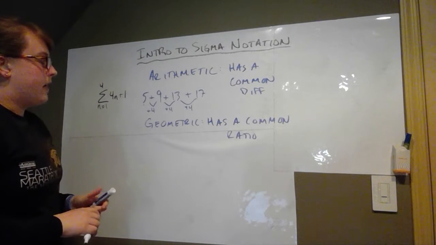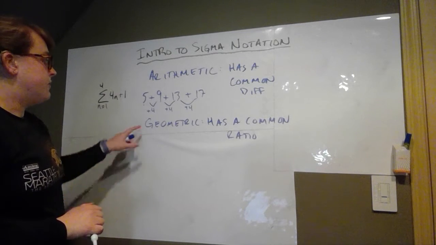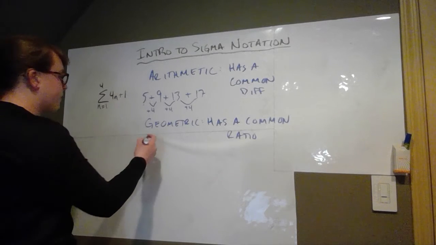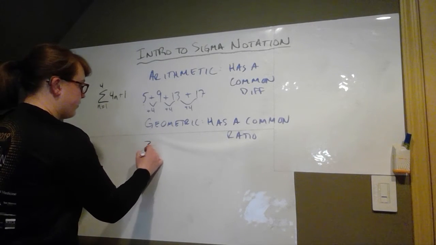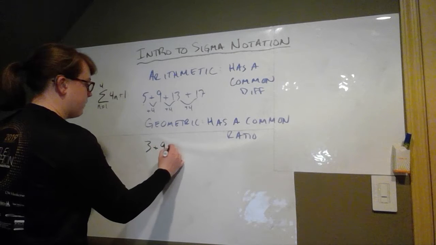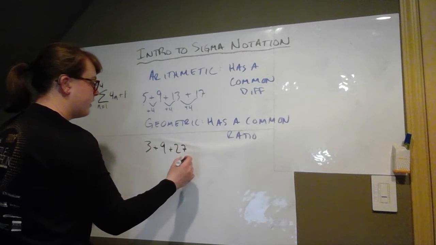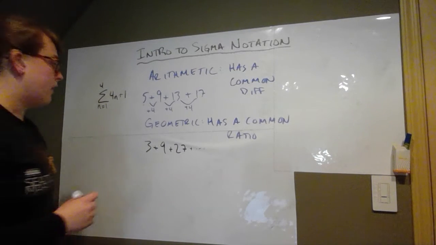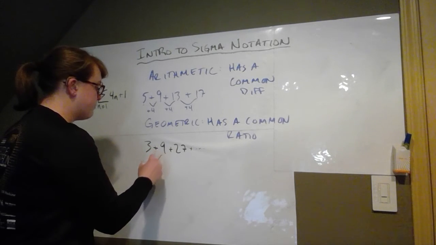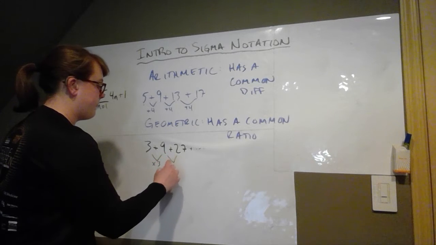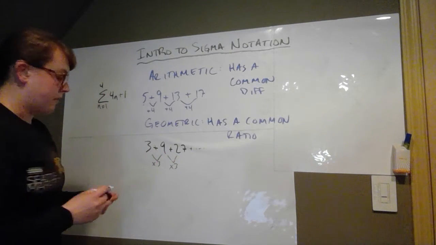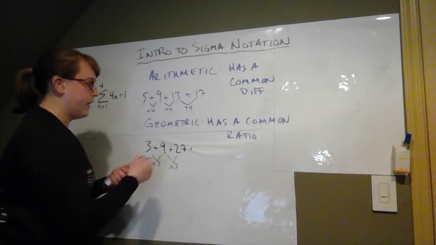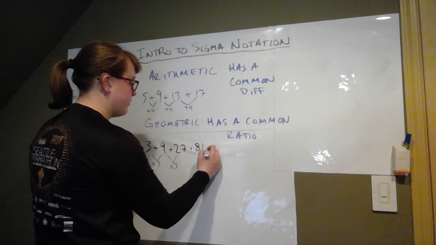Okay, the other common type of series is geometric. And geometric series have a common ratio. So for example, if we were doing 3 plus 9 plus 27, doing that series, our common ratio here is I'm multiplying by 3 each time. Okay, so that would be, I could continue it, I guess, 81, do one more at least.